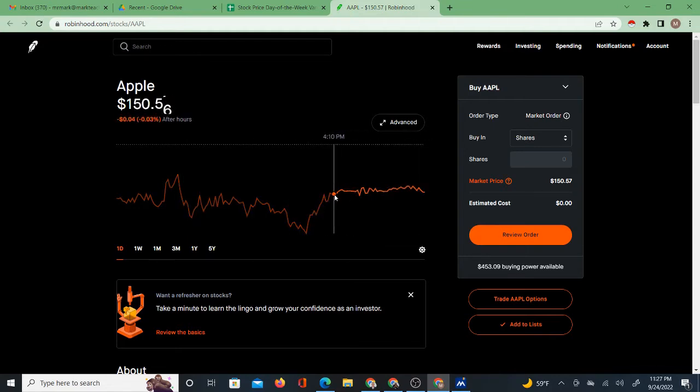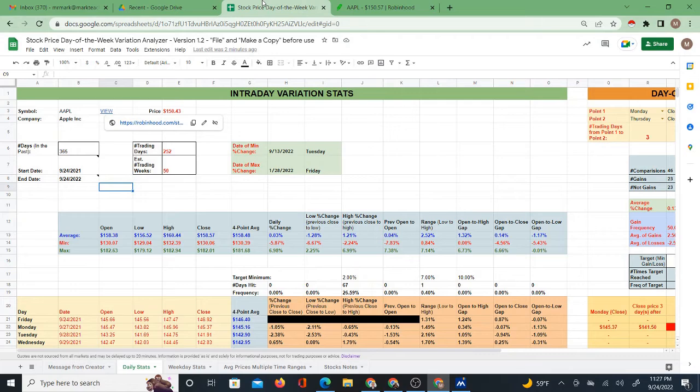So it goes actually beyond the closing price, and it starts before the open price, the pre-market. But these open, low, high, and close, this is the price at 9:30. This is the lowest price of the day, the highest price, and then this is the price at 4 p.m. Right, 9:30 a.m., 4 p.m.